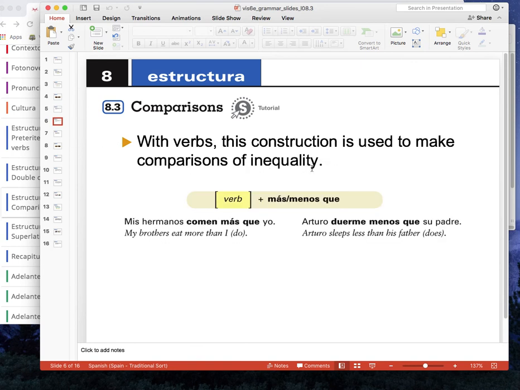So with verbs, this construction is used to make comparisons of inequality, right? So we have the verb plus más menos que. So mis hermanos comen más que yo, right? And you can see the English, more than I do. Arturo duerme menos que su padre, right? So there it's just saying directly of the person.